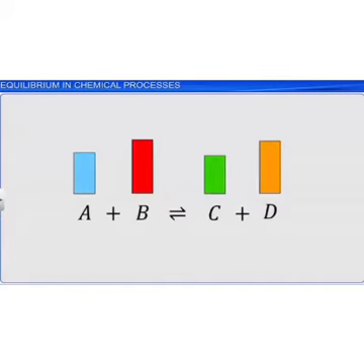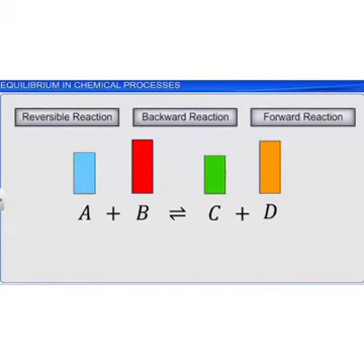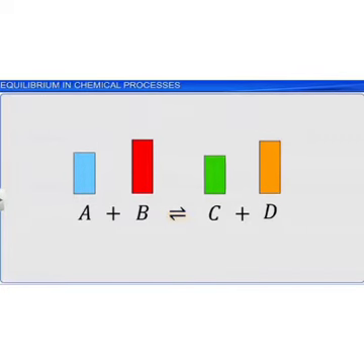Equilibrium in chemical processes, called chemical equilibrium, is the most important characteristic of reversible reactions. The characteristics of chemical equilibrium can be understood only when you are familiar with certain terms like reversible reactions and forward and backward reactions. So, let's get acquainted with these terms first.